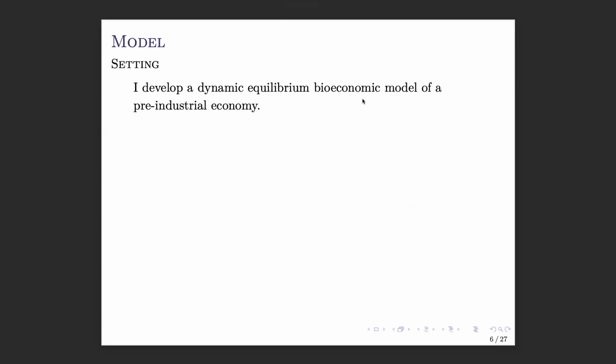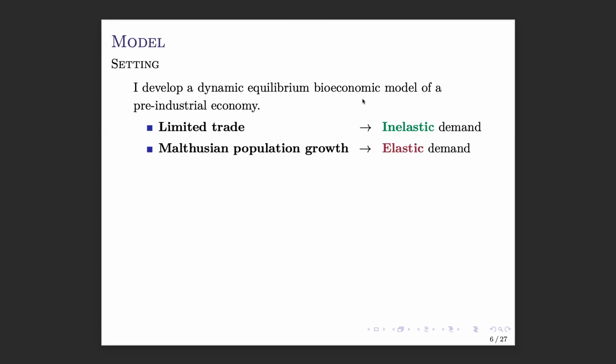So, starting with the model. I'm going to develop what I'll describe as a dynamic equilibrium bioeconomic model of a pre-industrial economy. This is a world that has, in the model, limited trade and, as a consequence, a relatively inelastic demand for agricultural output. And for reasons I'll get to in a moment, this interacts interestingly with improvements in agricultural technology and also Malthusian population growth, which is going to tend to make the demand for agricultural output more elastic. And this is where the competing effects are coming from.